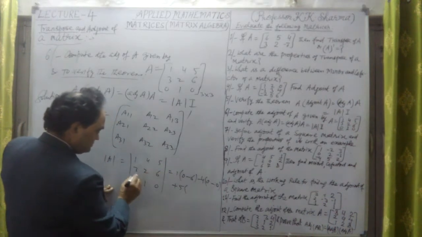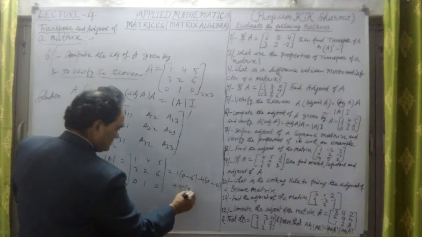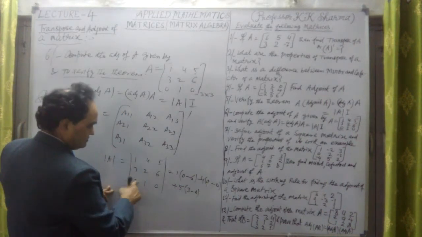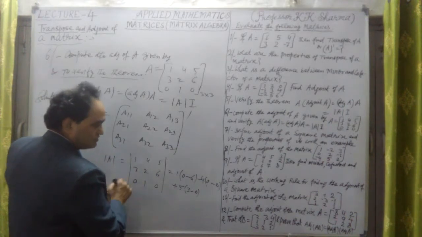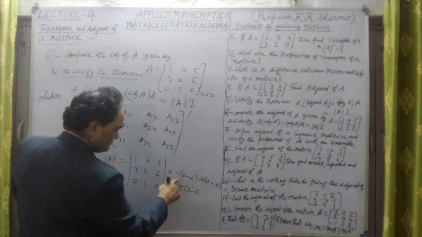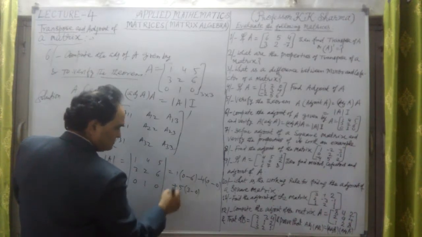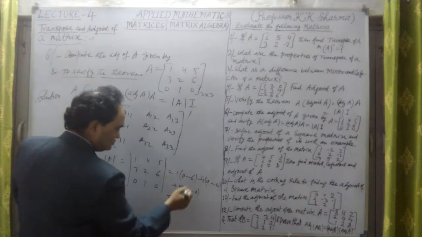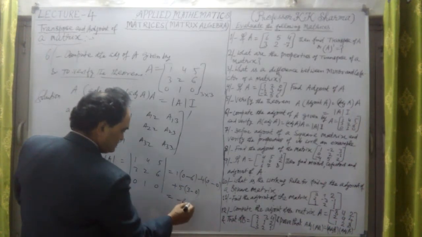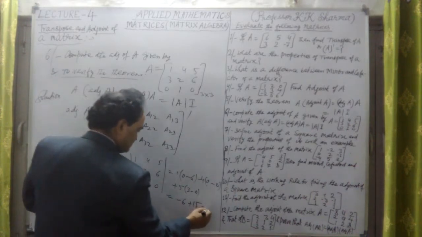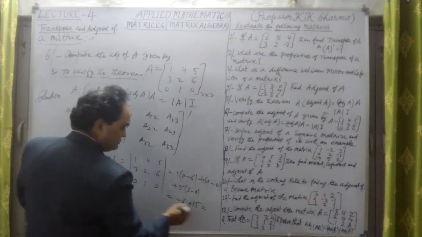It will be 3 into 1 is 3, minus 0, because 2 into 0 is 0. This minor or cofactor we have to calculate. This is the total value of this determinant. Total value: 0, 1 into minus 6 is minus 6. This is 0 here because 4 into 0 is 0. 5 into 3 is 15, plus 15. The value of this is 15 minus 6, which is 9.